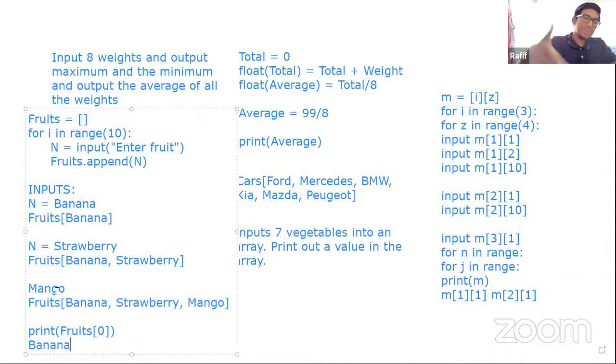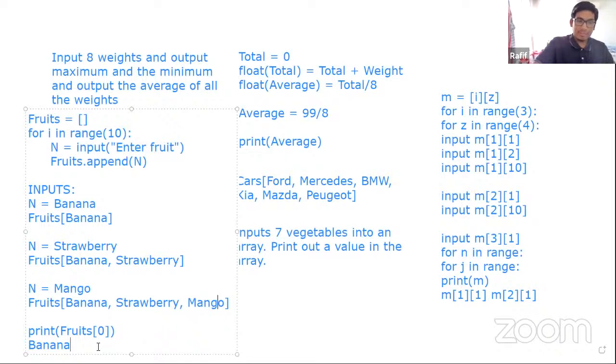Let's say we input another thing, mango. Now n will equal mango because of the input statement, and you put the variable n at the end of the array fruits. So now we'll have banana, strawberry, and mango, and so on and so on. You can keep inputting stuff, and this program will just put it at the end of the array. And once it reaches 10, it stops.